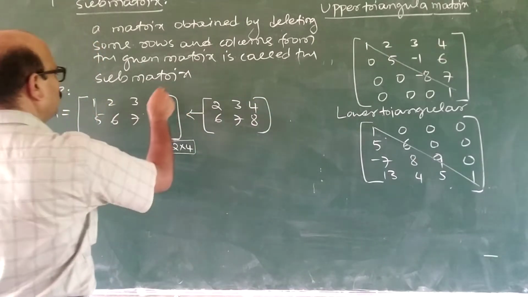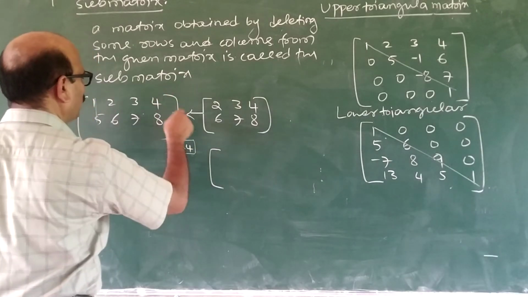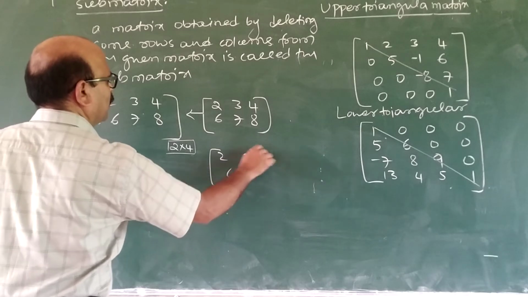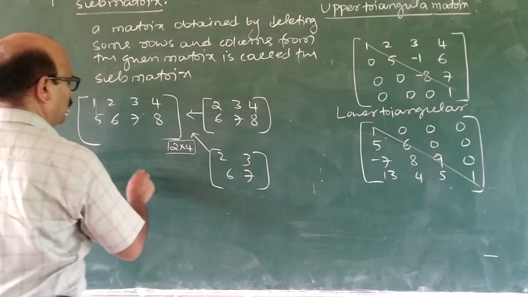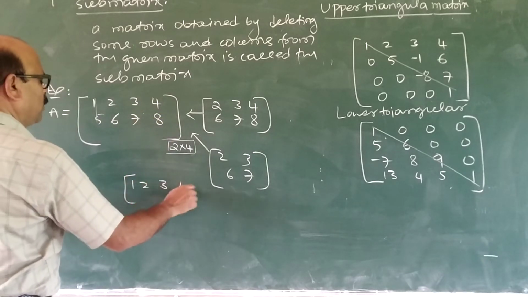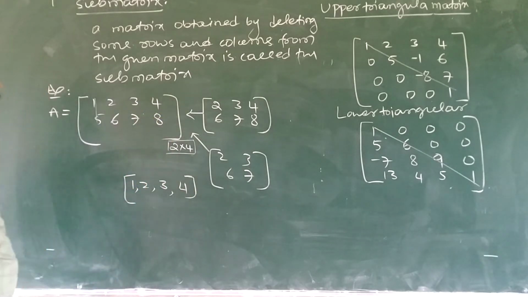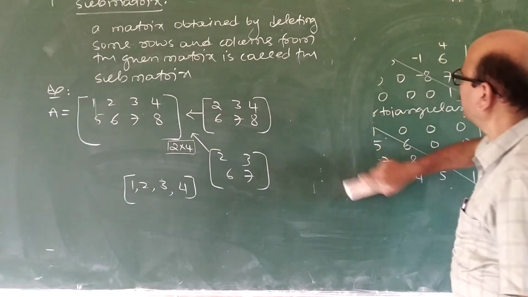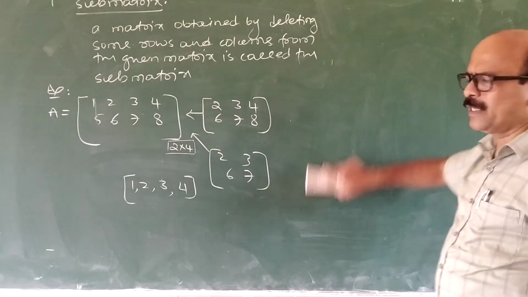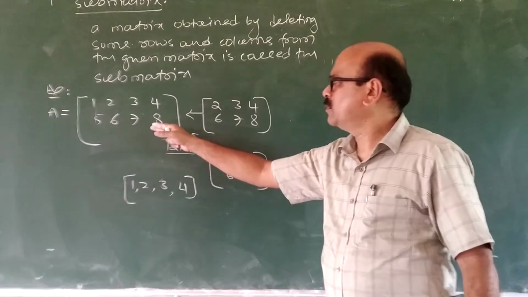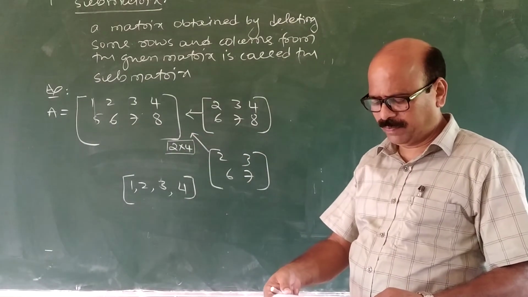Or if you leave the first column and the fourth column, what do you get? 2, 3, 6, 7. It is a submatrix of this. Or if I leave the second row, I get 1, 2, 3, 4. These are the submatrices of the given matrix. So the definition of a submatrix is like this. It is a matrix obtained by deleting rows and columns of the given matrix. That is called a submatrix.